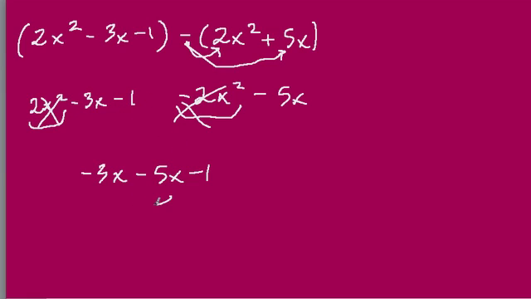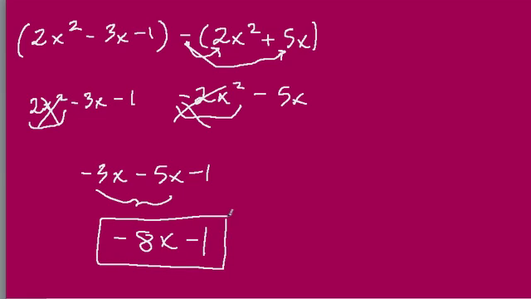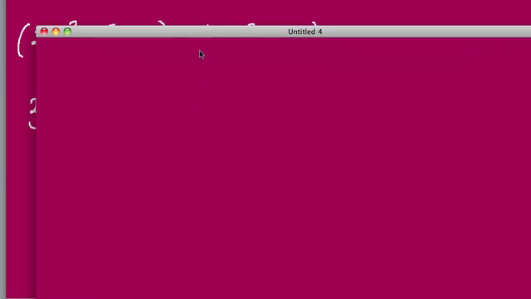Okay, well these two combine, and we can think of it as negative 3 minus 5, which is negative 8 in terms of x, minus 1. And if I was simplifying this polynomial, I would stop there. Sometimes the instructions are just to simplify what you have, and it could be a combination of adding and subtracting.